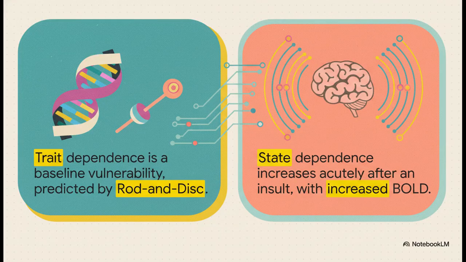So, how do we break this down? Well, trait visual dependence is basically a baseline vulnerability. We can actually spot this in perfectly healthy adults using the rod and disc test, and it literally predicts how severe their dizziness is going to be if they ever suffer a vestibular insult. State visual dependence, on the flip side, is what spikes acutely after an event, like neuritis, a concussion, or a vestibular migraine flare. It's the state that hangs around in conditions like PPPD.